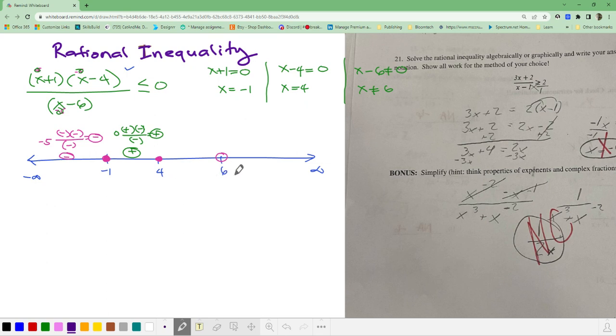Next, between 4 and 6, let's try 5. 5 plus 1 is a positive number, 5 minus 4 is also positive, and 5 minus 6 is negative. Positive times positive divided by negative is a negative number, so anything between 4 and 6 gives a negative answer. Next, between 6 and infinity, let's try 7. 7 plus 1 is a positive number.